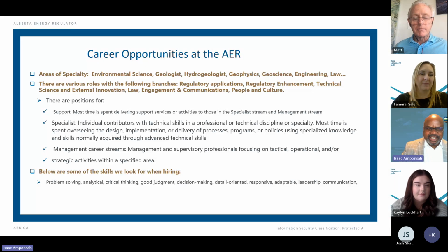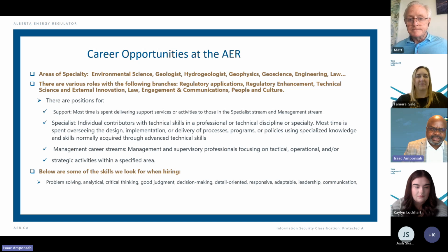And lastly, you asked me about career opportunities. So within the AER, we do have an array of positions. This is by no means listing everything, but we have environmental science positions. We do have geologists, hydrogeologists, geomechanics, geophysics, and various types of engineering, legal, law, communication. So there's a lot of opportunities to get involved with the AER and also be able to participate and support the deployment of CCUS.